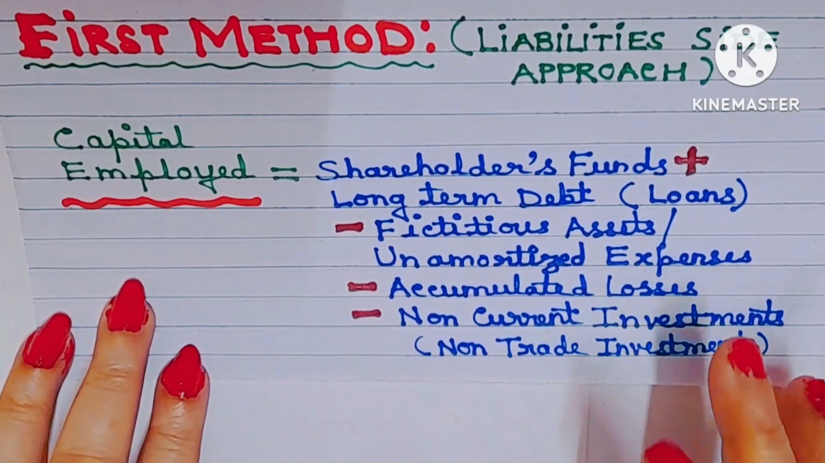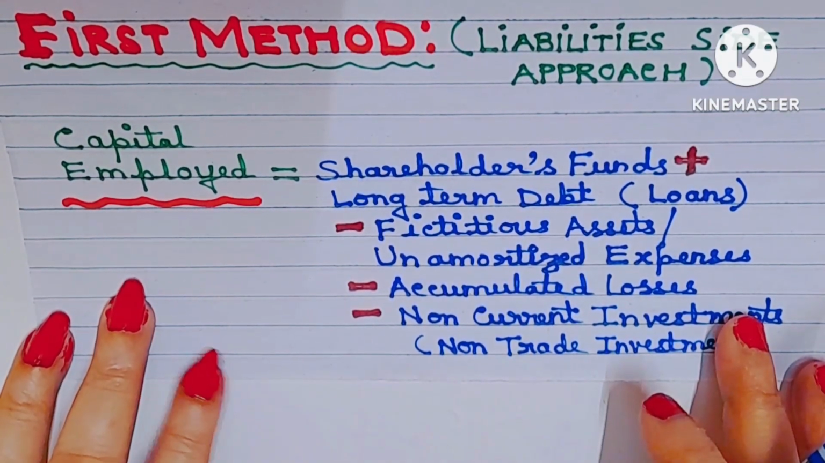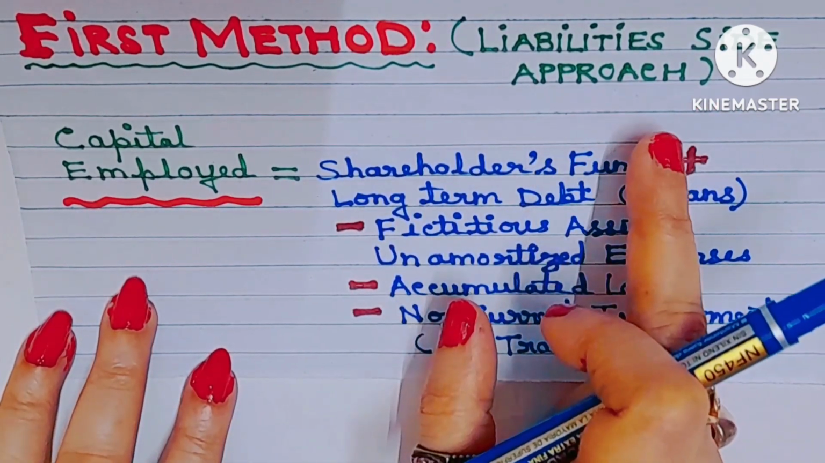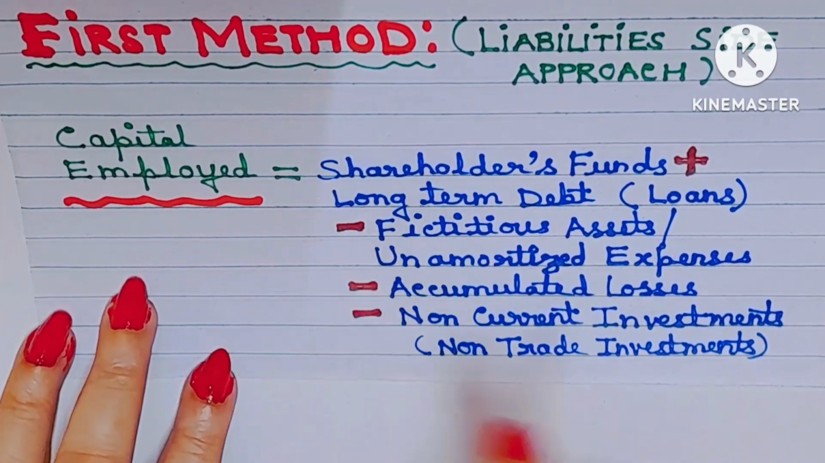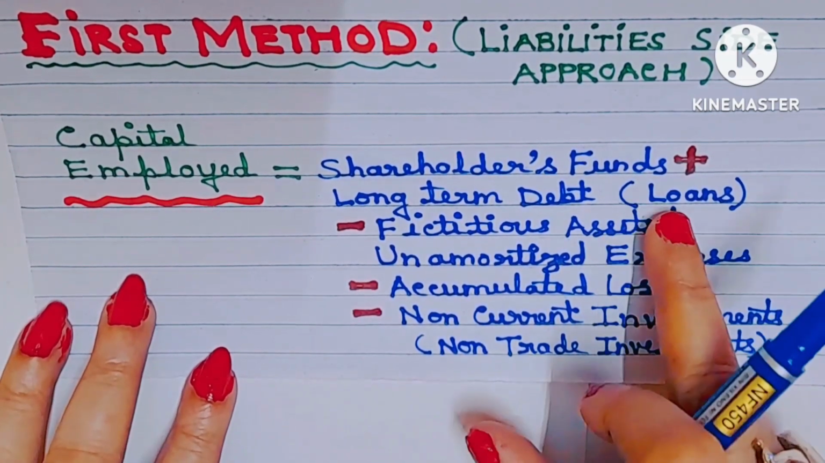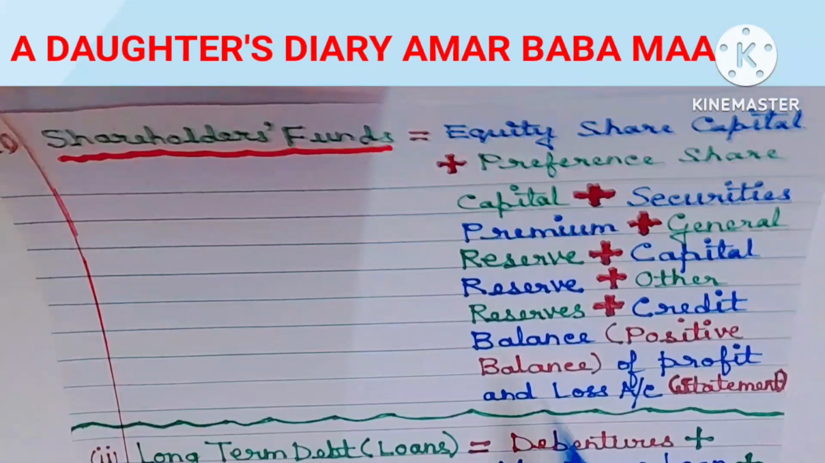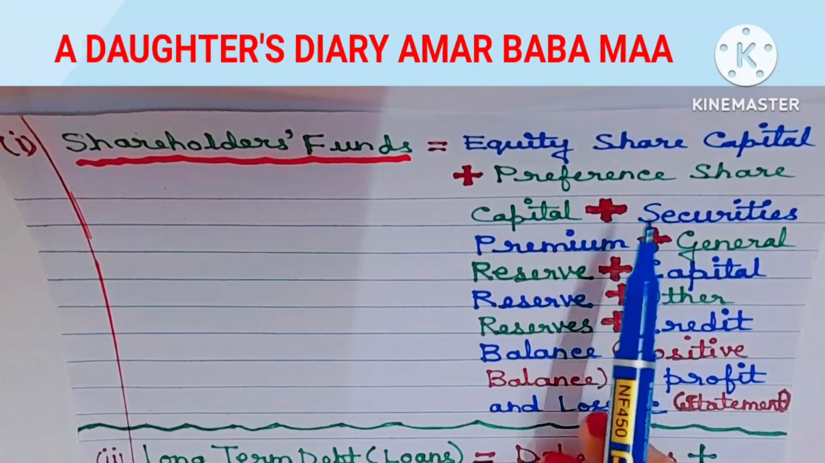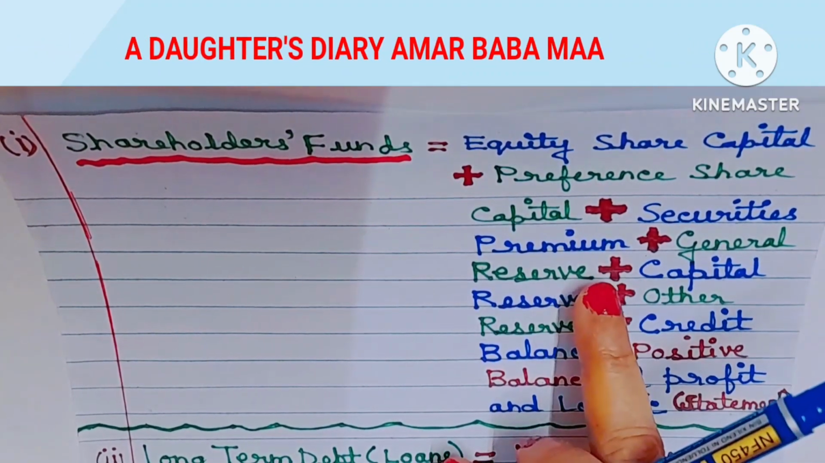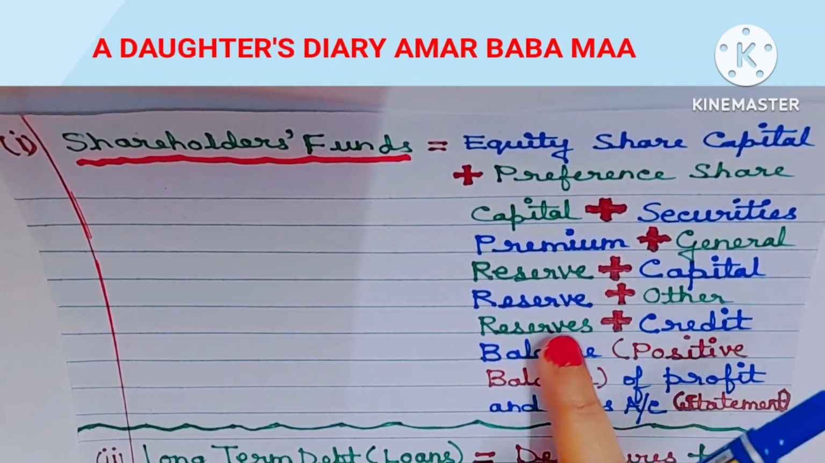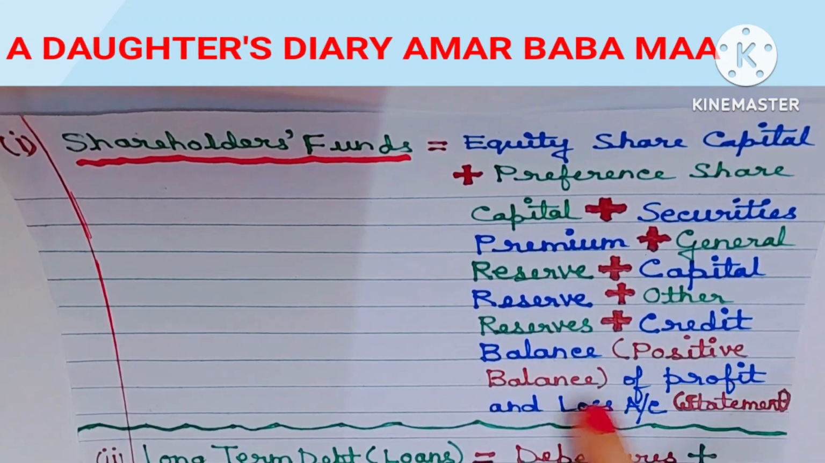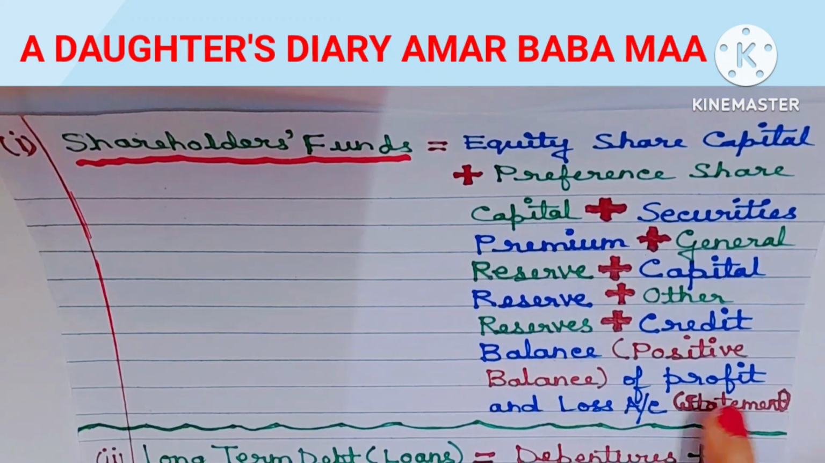Now we are calculating capital employed by the first method, that is the liability side approach. So capital employed is equal to shareholders fund. So shareholders fund is equal to what? Let me say it again. Shareholders fund is equal to equity share capital, preference share capital, plus securities premium, plus general reserve, plus capital reserve, plus other reserves, plus credit balance or positive balance of profit and loss account or profit and loss statement.